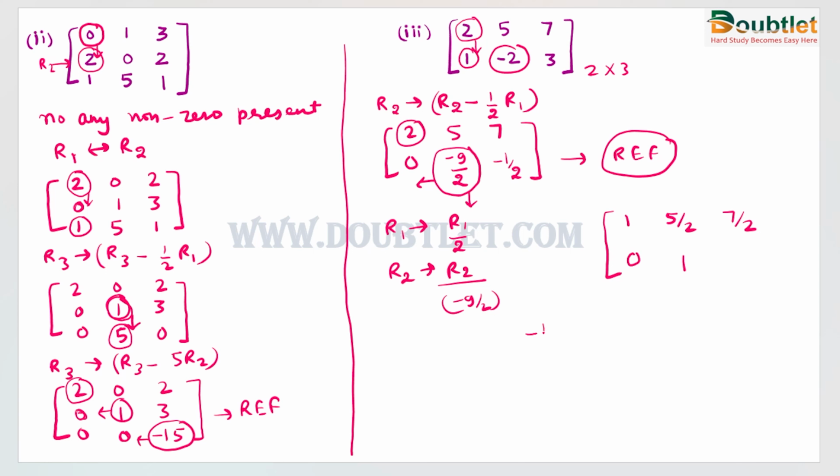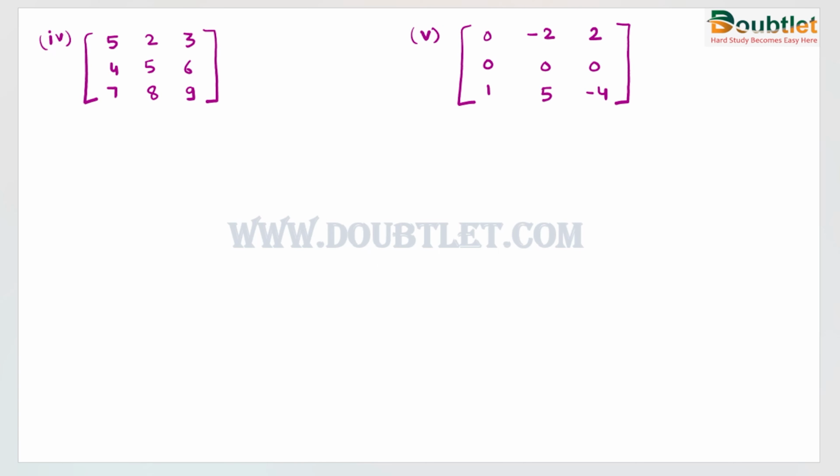So if we divide minus 1 by 2 by minus 9 by 2, what do we get? We will get 1 by 9. So both these matrices we can say are the row echelon form of this third matrix. So I hope you got the concept till here. Now we will also discuss another example to make it clearer.